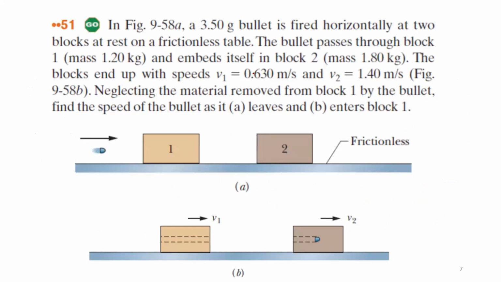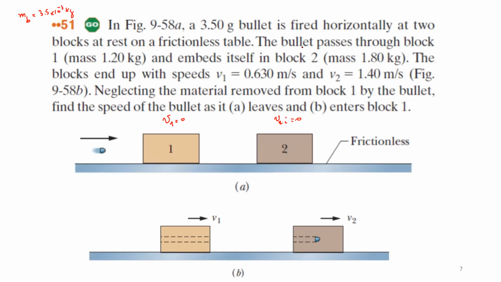So I have a bullet, and the bullet has a mass of 3.5 gram. Of course, you put it in kilogram. I will write M bullet is 3.5 times 10 to the power minus 3 kilogram. It's fired horizontally at 2 blocks at rest. So I have block 1 and block 2. Both of them are at rest. So that means V1 initial is 0 and V2 initial is 0.